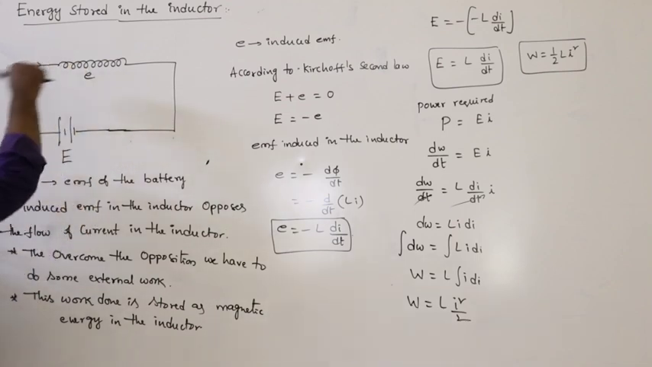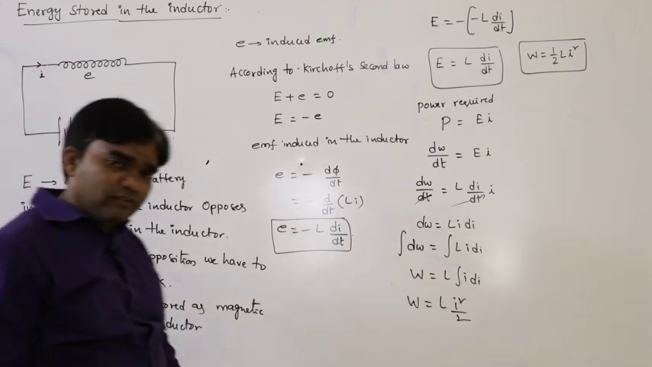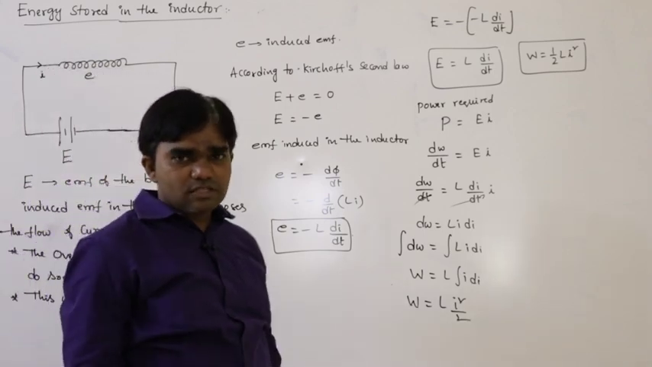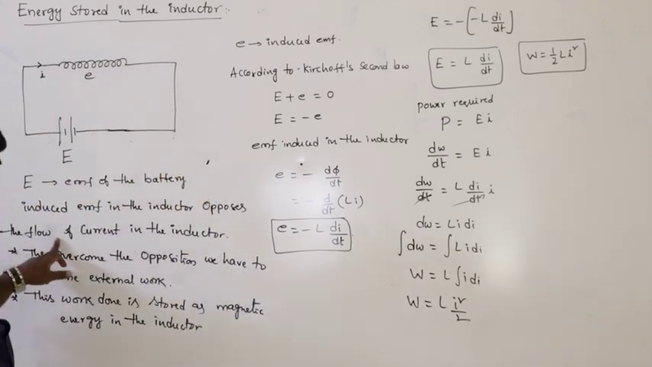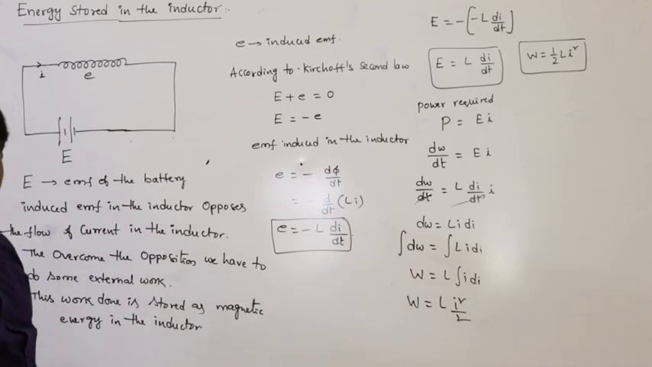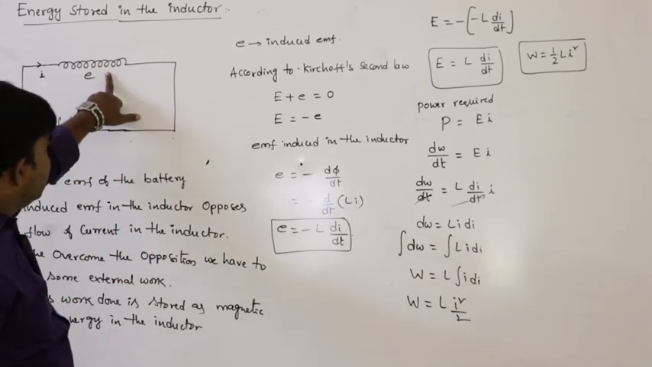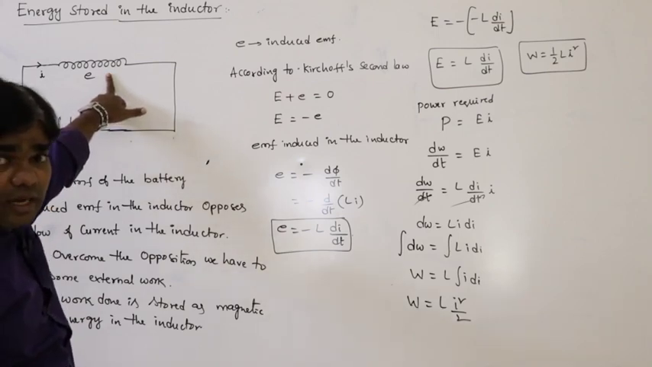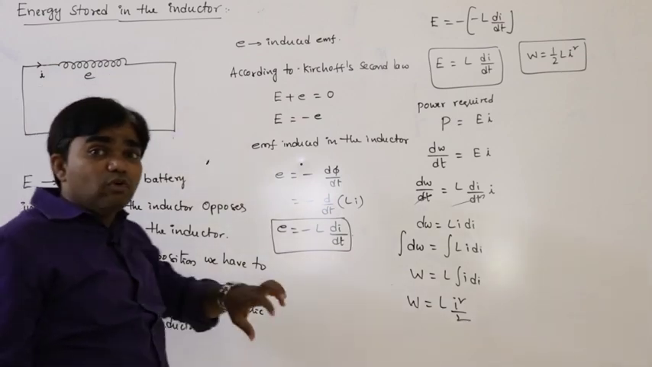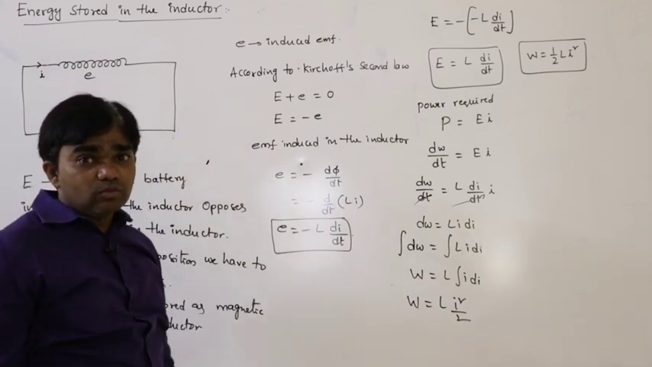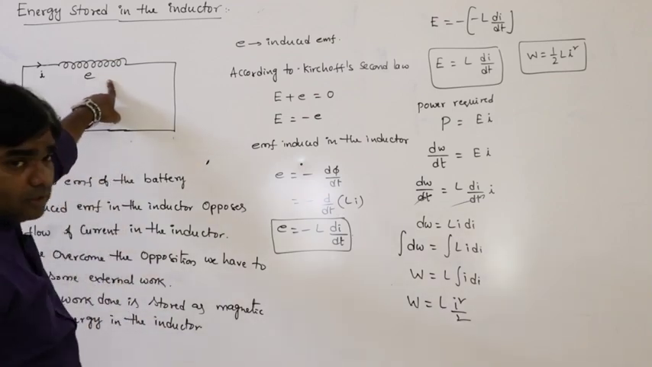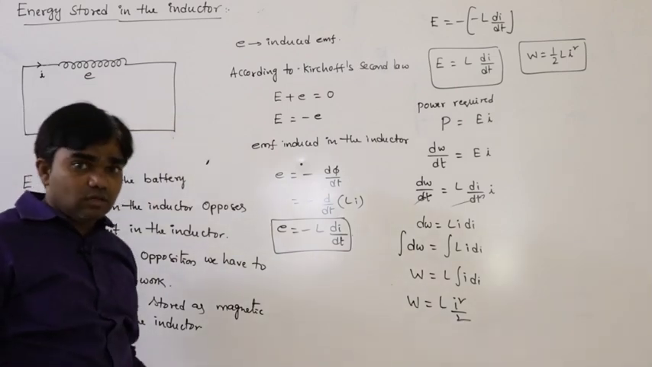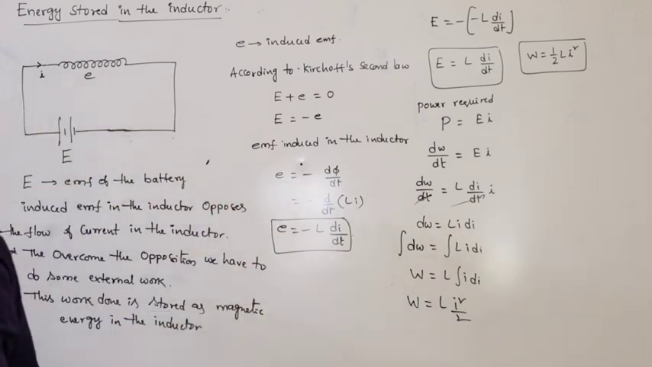Due to the flow of current through the inductor, definitely a certain amount of EMF is induced according to Faraday's second law, E is equal to minus d phi by dt. That EMF opposes the flow of current through it. Whatever EMF is developed in the inductor opposes the flow of current. So to overcome that opposition, we have to do a certain amount of external work, and that work is stored as energy in the inductor.